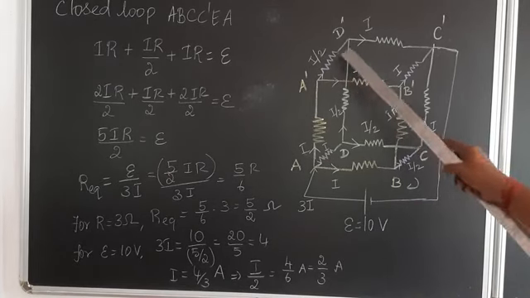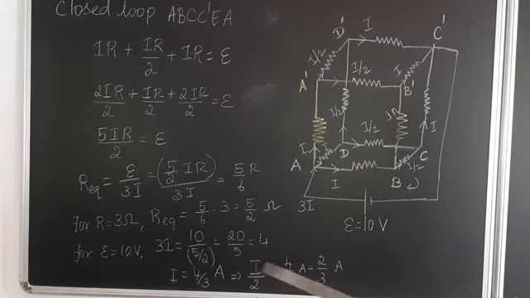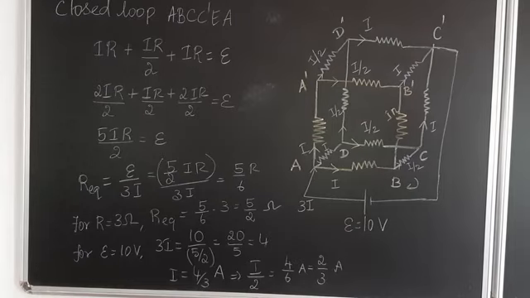What about the other edges? The current there is I by 2, so this value should be divided by 2, which gives 4 by 6 ampere. Simplifying, that gives 2 by 3 ampere. I hope you understand well. Thank you.